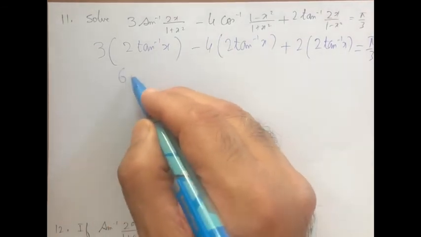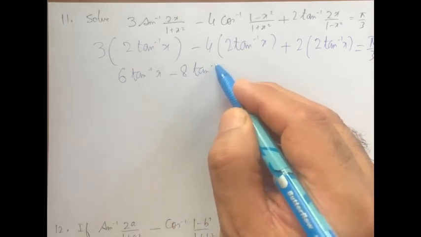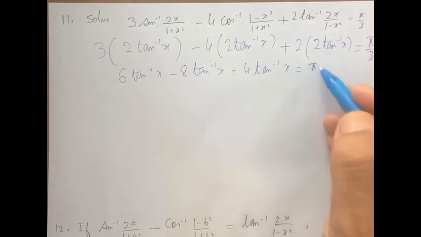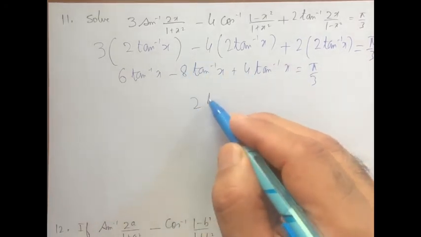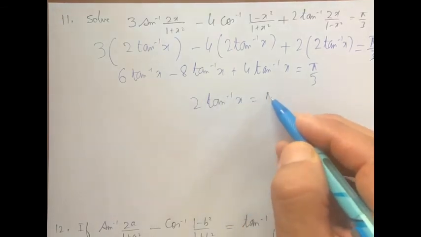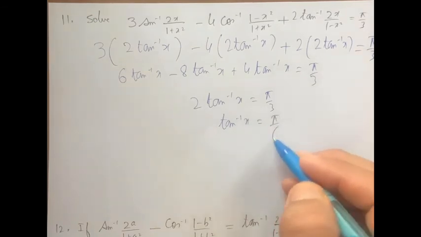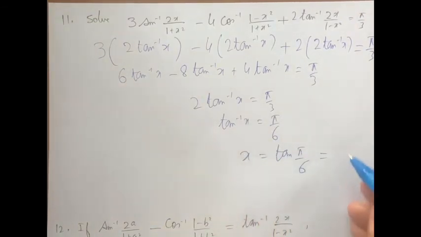This is 6 tan inverse of x minus 8 tan inverse of x plus 4 tan inverse of x, which we are given is pi by 3. So 6 plus 4 minus 8, 2 tan inverse of x is pi by 3, or tan inverse of x is pi by 6, or x is tan pi by 6. Tan of 30 degrees is 1 by root 3. This is the answer. This is the value of x.